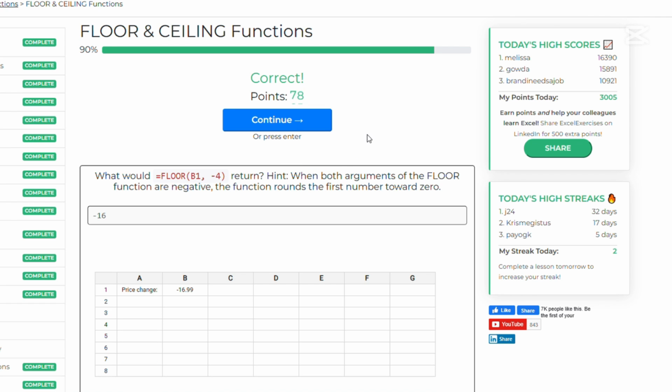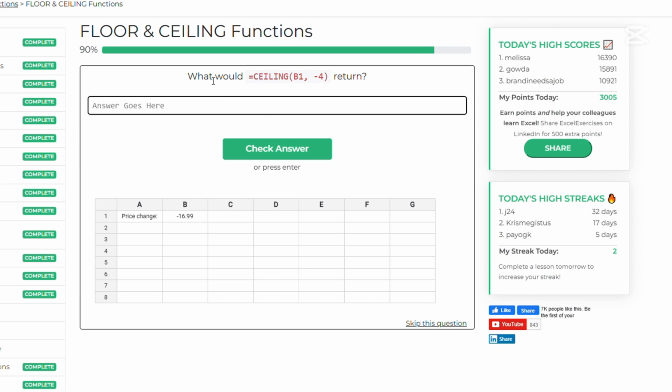There we go. Okay, what would ceiling B1 negative 4 return? This is a bit tricky, right? So with ceiling you're going to round up, but because it's a negative and a negative, floor rounds toward 0, so ceiling rounds away from 0, which is going to be negative 20.